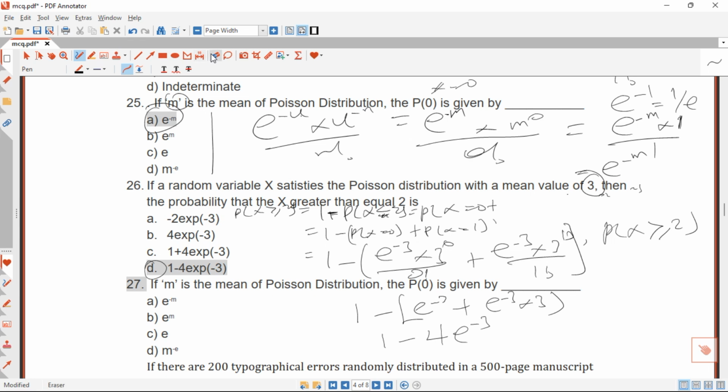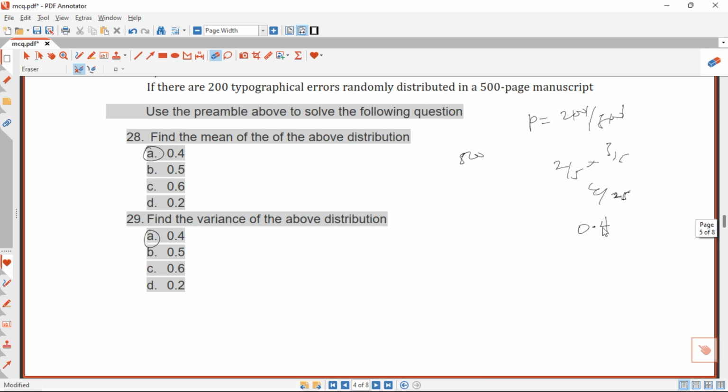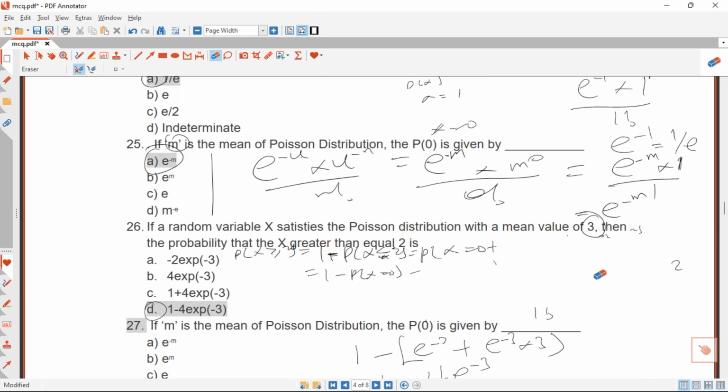So let me clean it so that we can continue. Answer D. Sorry. So let me clean it so that we can continue.